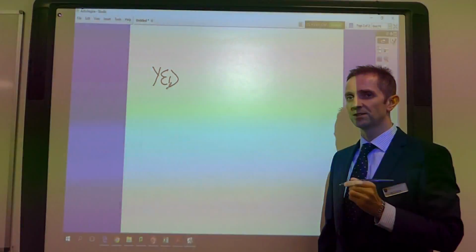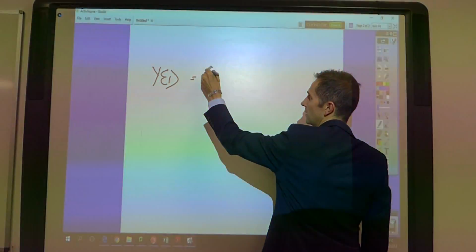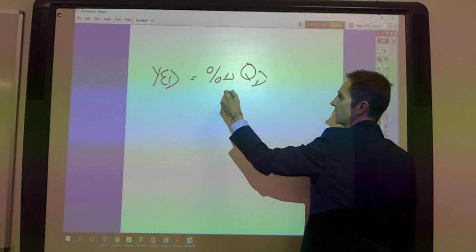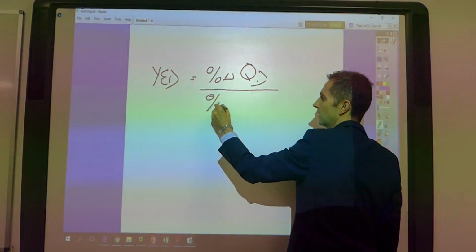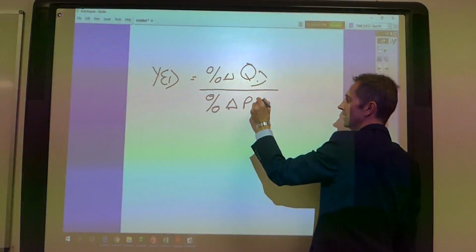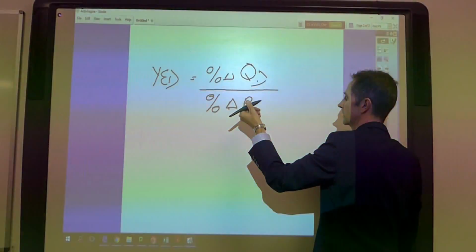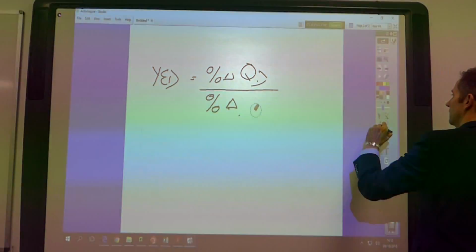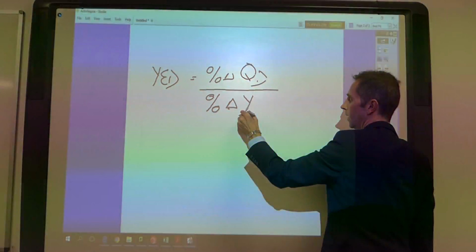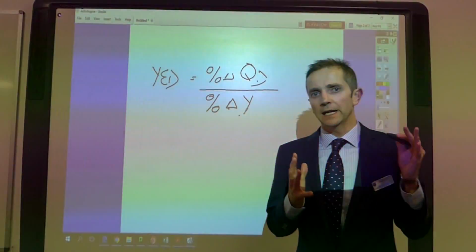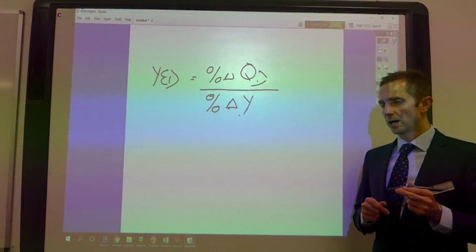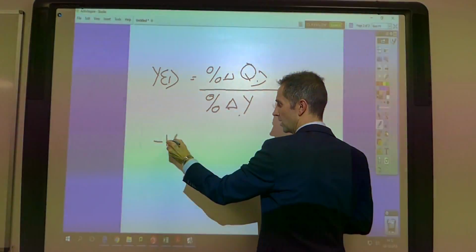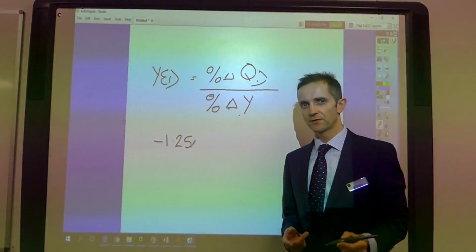So that's our income elasticity of demand equation, which is equal to the percentage change in quantity demanded divided by the percentage change in income. Sorry, ladies and gentlemen, this pen is not working that well on the board. Percentage change in Y, which is income. So that's our equation for income elasticity of demand. Okay, so what are we told in the question? Well, we're told that the value in this instance is minus 1.25. So that's the value of YED.